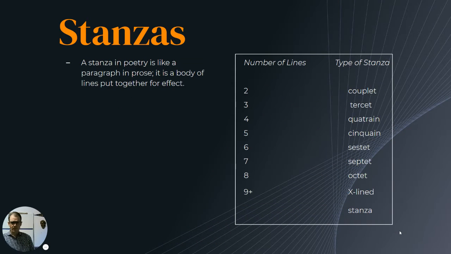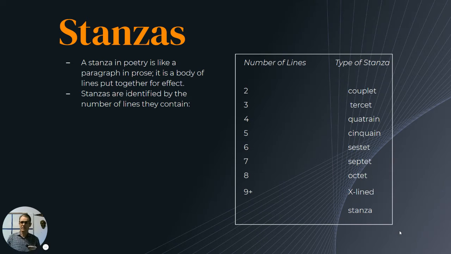Okay. So stanzas, if we compare a line to a sentence, even though it may not be a complete sentence, a stanza is like a paragraph. Okay, so it's a group of lines where a paragraph is a group of sentences, a stanza is a group of lines. Okay, and so a stanza in poetry is like a paragraph in prose. It is a body of lines put together for effect. Okay, stanzas are identified by the number of lines they contain.